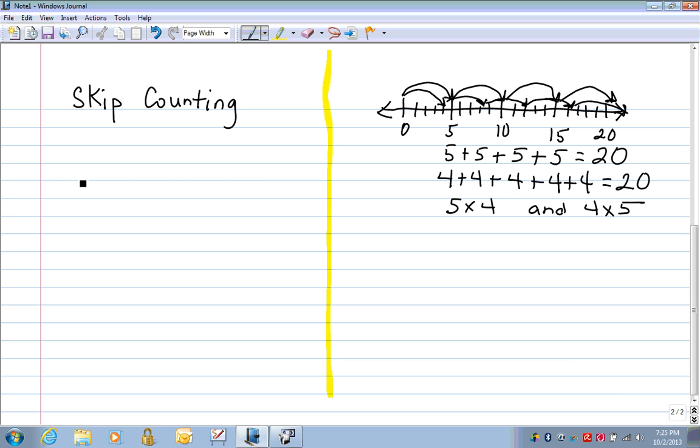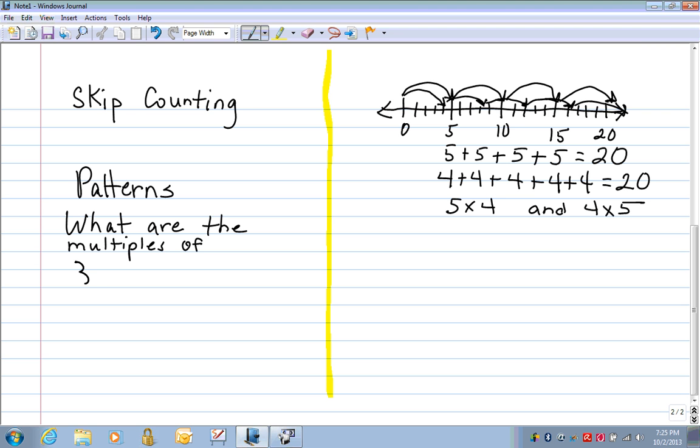When we look at more patterns with multiplication, we can identify specific patterns as multiples. What are the multiples of the numbers 3, 6, and 8?